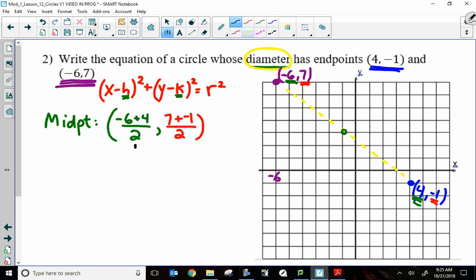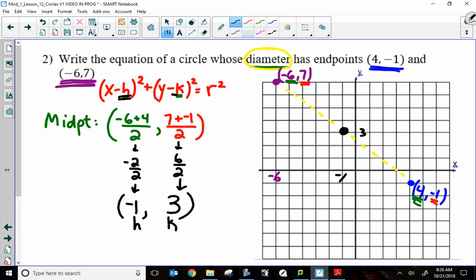So that's negative 2 over 2, which ends up being negative 1. This is 6 over 2, which ends up being 3. That's my midpoint: negative 1, 3. Look at us. Look how good we are. That is my midpoint. Not only is that my midpoint, it's the center of my circle, and it is now my h and my k. So I have my h and I have my k. The only thing I need now is my radius.